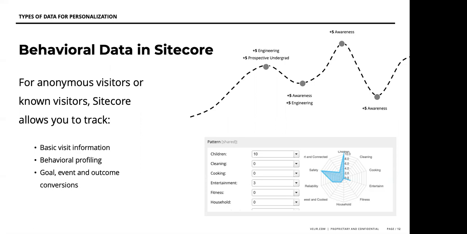Outcomes are another key data point, but they're really used to track the journey of a customer throughout your customer life cycle. So maybe somebody started off as a lead, and once they submitted their email address, they're now a qualified lead. So we can set up personalization based on the journey or point in time that your users are on. So that's behavioral data in Sitecore.